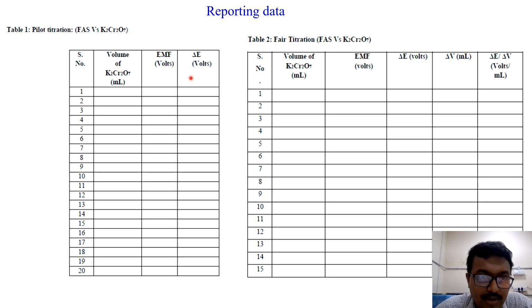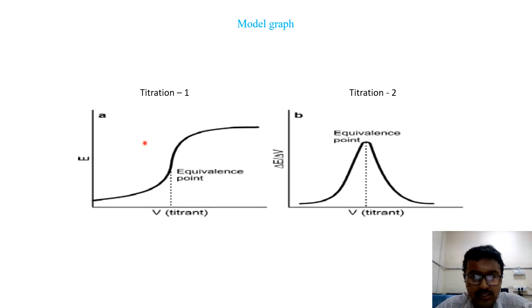Now there are two tables, first table and second table. In the first table we will add potassium dichromate 1 ml, 1 ml, 1 ml like that, and then we'll get a graph. This is the graph we will get from titration 1. In this graph, this is the equivalence point, the middle part. So we know approximately how much volume of potassium dichromate is required to titrate this iron 2 plus solution.